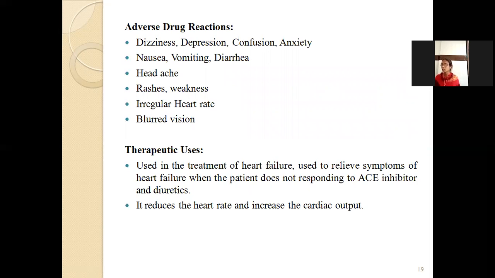Uses: it is used in the treatment of heart failure and to relieve the symptoms of heart failure. This drug is mainly used for patients who are not responding to ACE inhibitors and diuretics. Some patients cannot give any response, meaning those drugs will not act upon them, so for such a person we should give this digoxin drug. It also reduces the heart rate and increases the cardiac output.